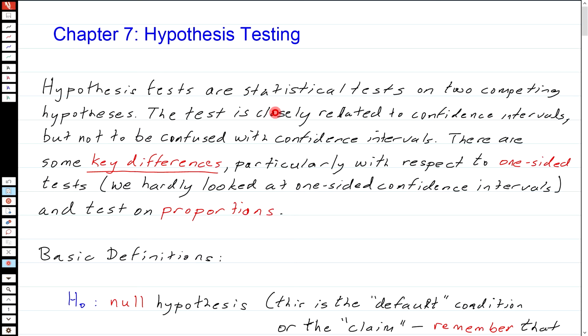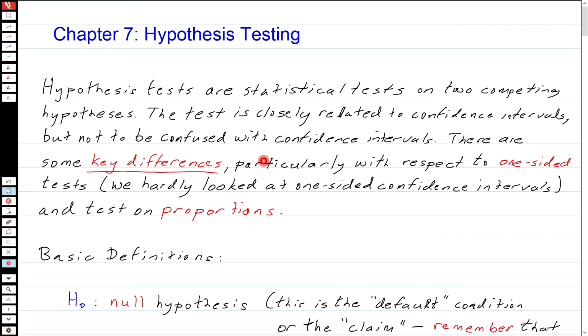This is the second last topic in the course. Hypothesis testing will be followed by linear regression, which is the last part of this course. Okay, so hypothesis tests are basically statistical tests on two competing hypotheses. As mentioned, it's closely related to confidence intervals, but this is what I call a formal test. So if I ask you to do a test, I want to see a hypothesis test.